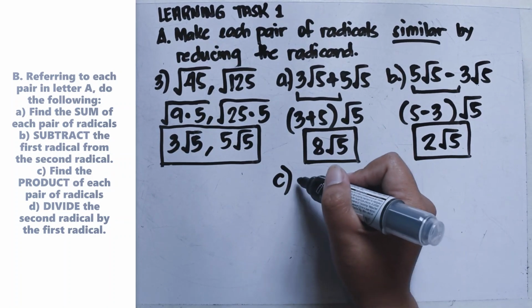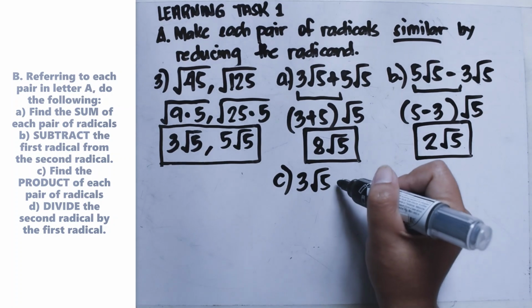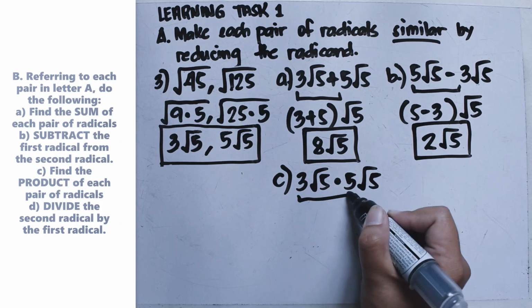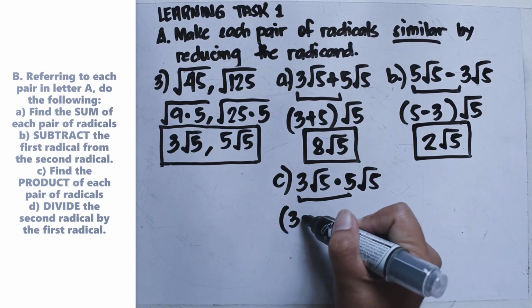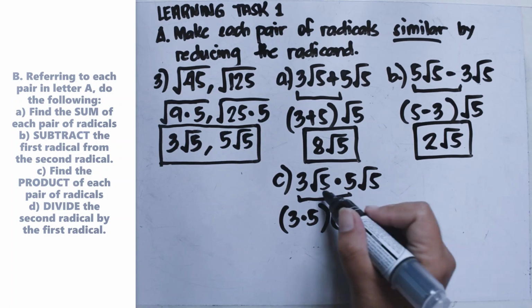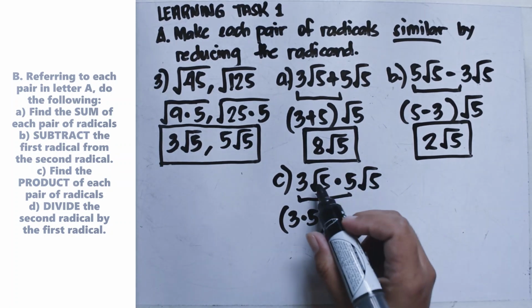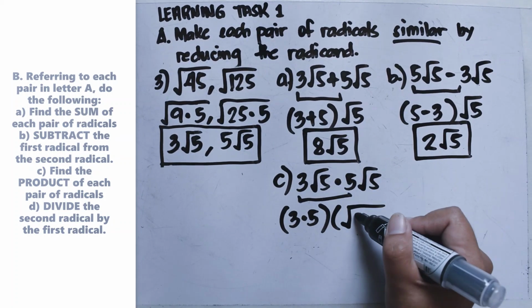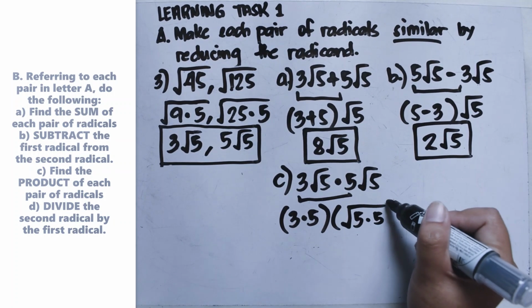Find the product. So we have 3 square root of 5 times 5 square root of 5. So multiply the numerical coefficient. So we have 3 times 5. Pero this time, dahil multiplication, pwedeng pag-multiplyin yung ating radicands. Pero dapat same index. Since same index naman, just copy square root. And then 5 times 5.